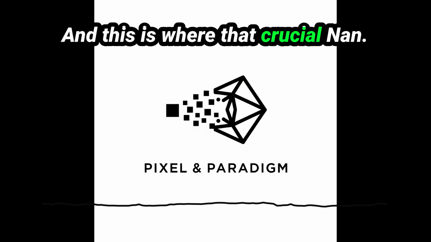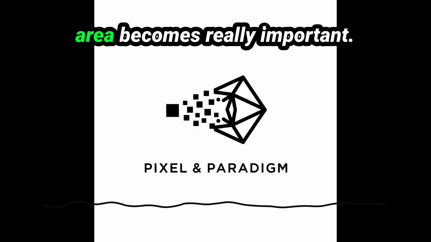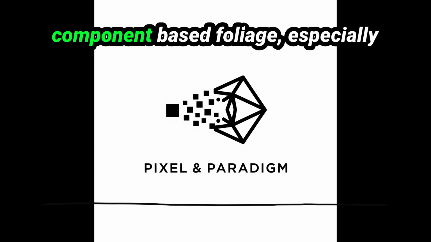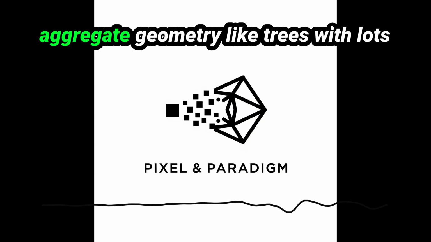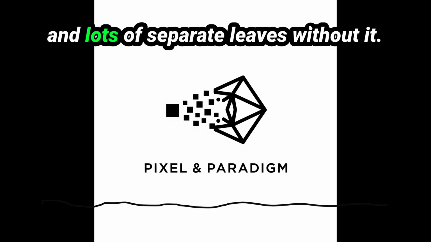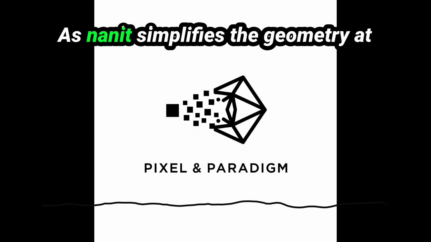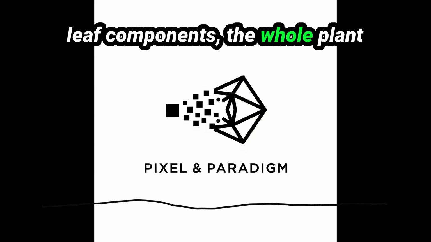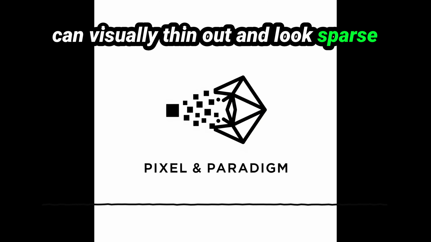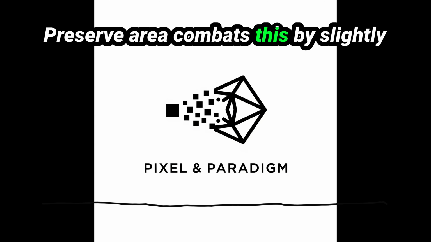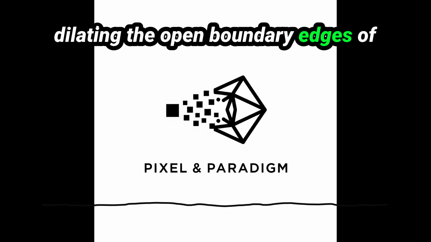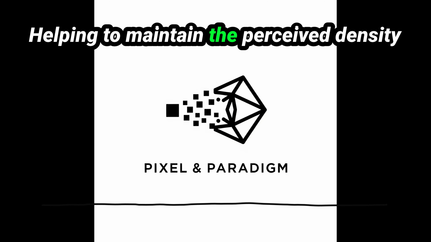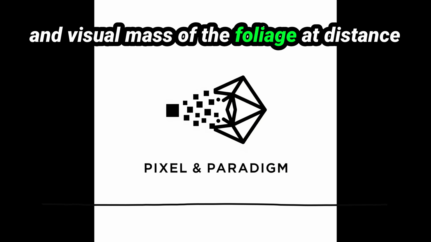And this is where that crucial Nanite setting for foliage, preserve area, becomes really important again. It's vital when dealing with modular, component-based foliage, especially aggregate geometry like trees with lots and lots of separate leaves. Without it, as Nanite simplifies the geometry at distance and starts removing individual leaf components, the whole plant can visually thin out and look sparse. Preserve area combats this by slightly dilating the open boundary edges of the remaining simplified geometry, basically puffing them out a tiny bit, helping to maintain the perceived density and visual mass of the foliage at distance.